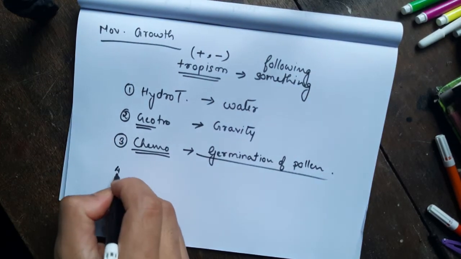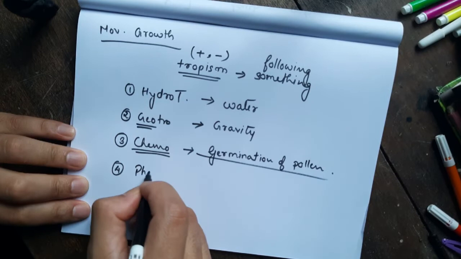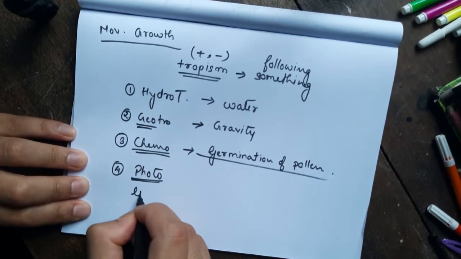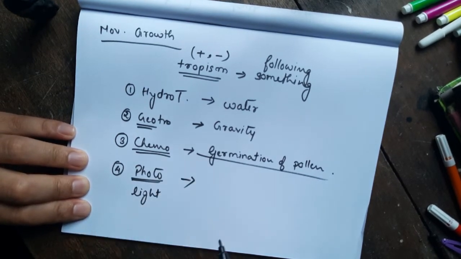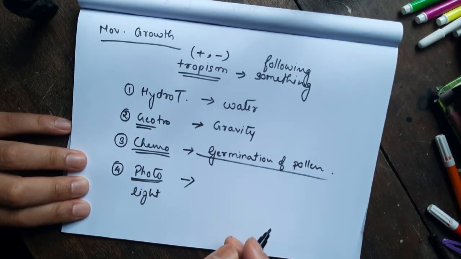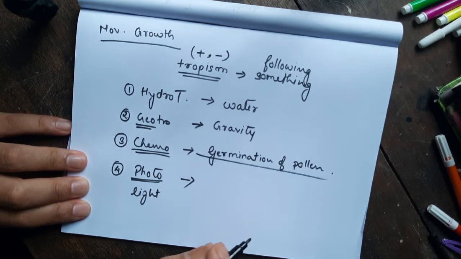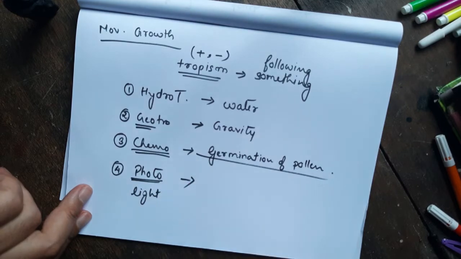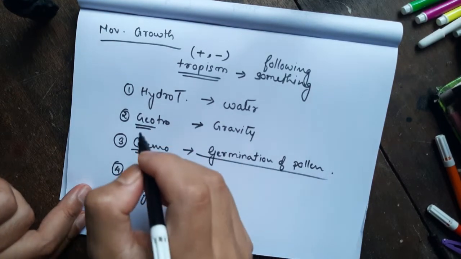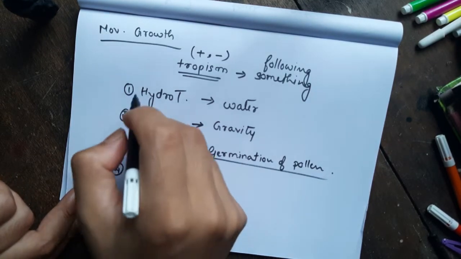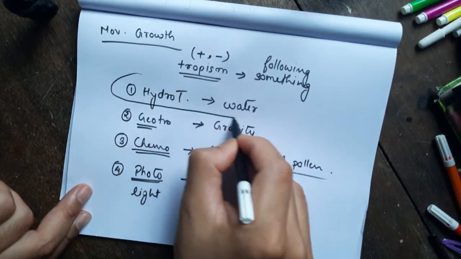So the next one will be phototropism. Already we know photo means light. So if it follows towards the light, positive phototropism. If it moves away from the light, negative phototropism. So I hope this part is clear. Now, in the book it's given, we should do an experiment to show hydrotropism.